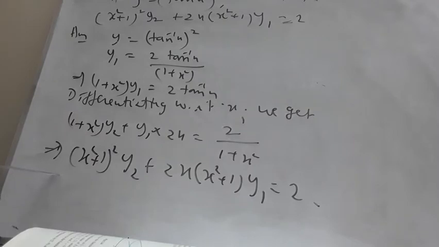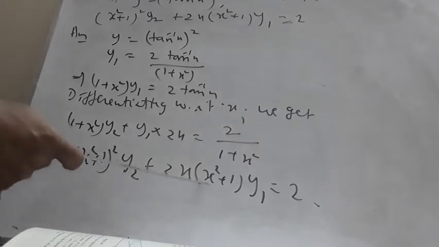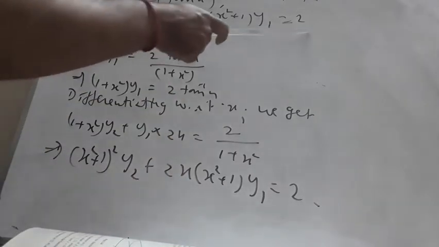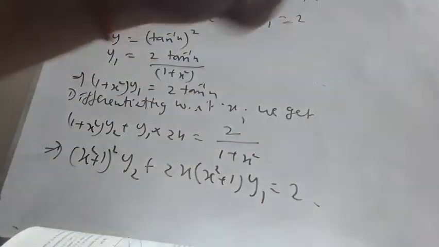Differentiating with respect to x, we get 1 plus x square into y2 plus y1 into 2x is equal to 2 divided by 1 plus x square. Cross multiply by 1 plus x square once again. For x square plus 1, both are the same: x square plus 1 whole square into y2 plus 2x into x square plus 1 into y1 is equal to 2. That's what I am supposed to prove.